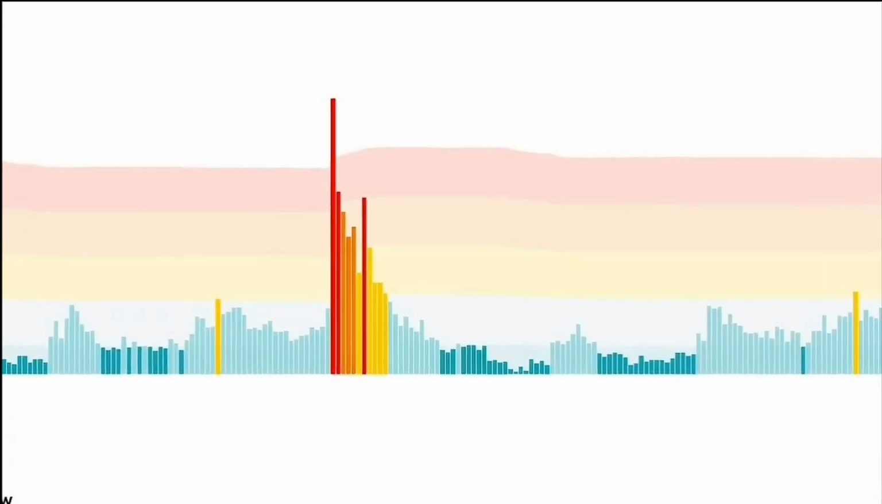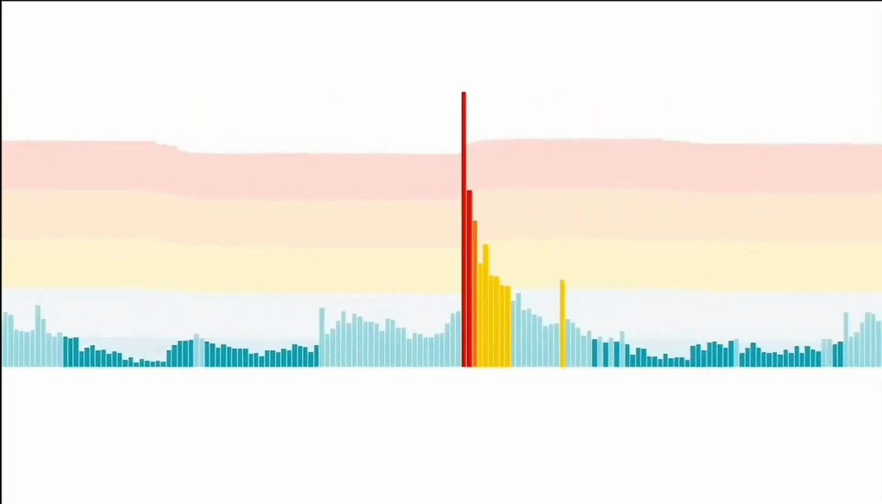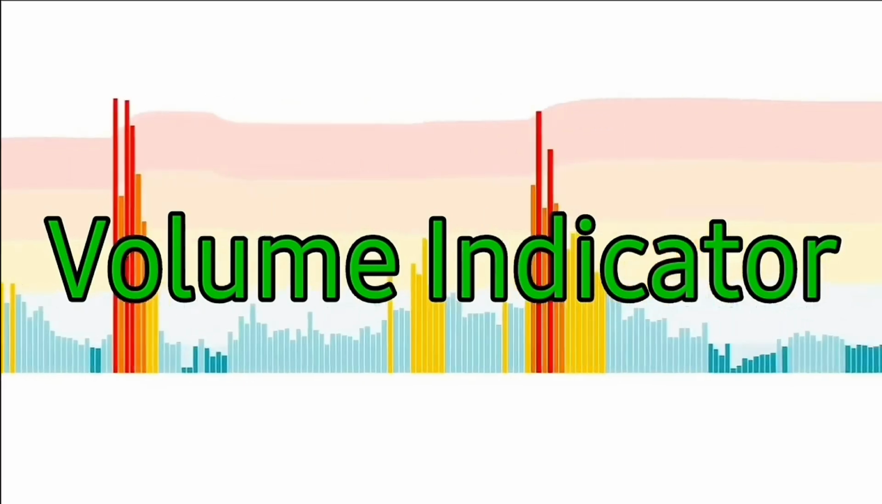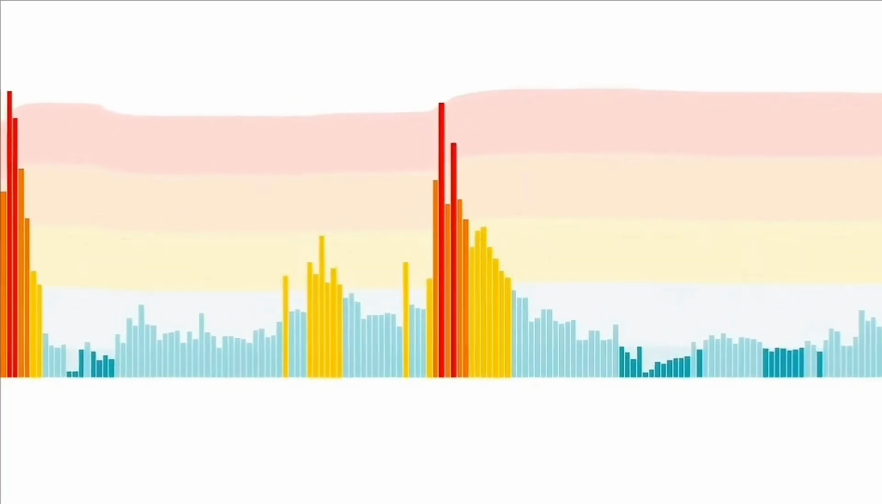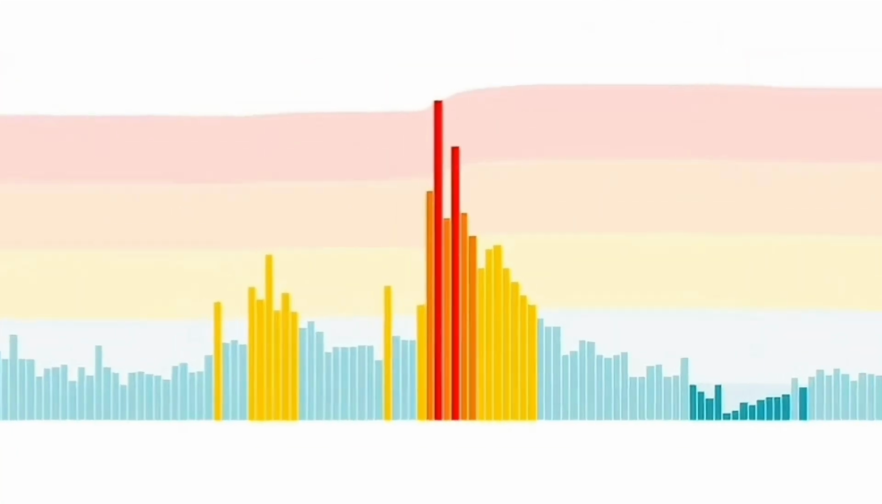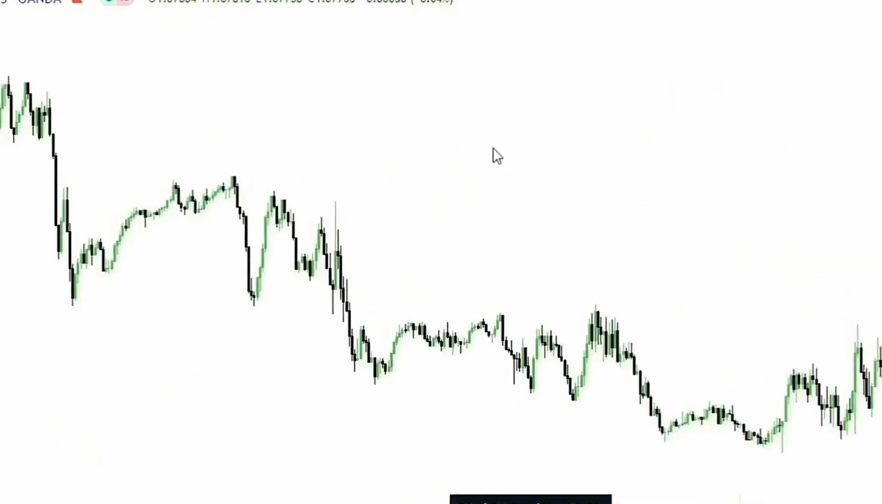Hey there, in today's video, I want to share the coolest volume indicator I've come across on the TradingView platform. If you're a seasoned trader, you're probably aware of how crucial volume is in technical analysis. Some traders even argue that volume is more important than price itself.